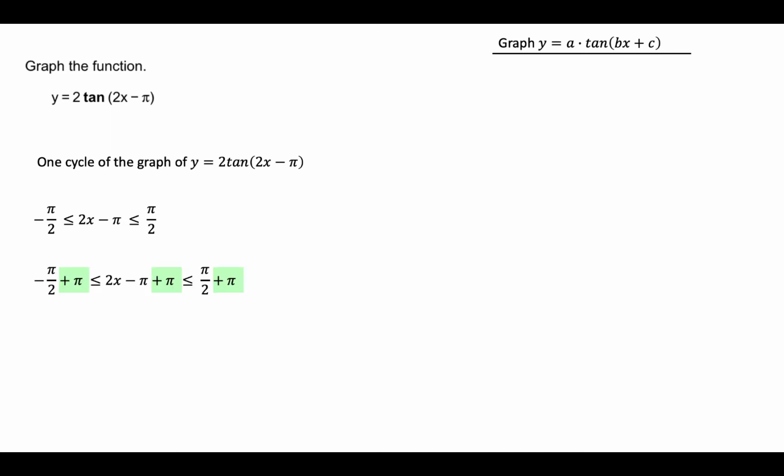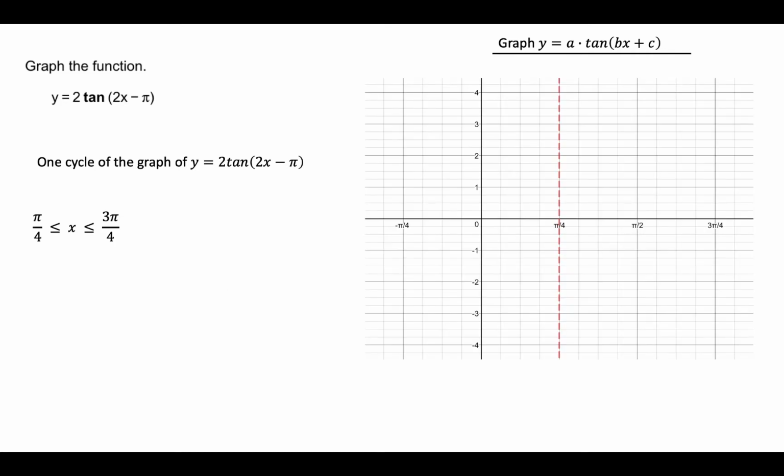We can add pi to all three places, which would result in pi over 2 less than or equal to 2x less than or equal to 3 pi over 2. Now, in order to solve for x, we can multiply all three places by 1/2. So the result would be pi over 4 less than or equal to x less than or equal to 3 pi over 4. So one cycle of the graph y equals 2 times the tangent of 2x minus pi would occur between the values pi over 4 and 3 pi over 4.